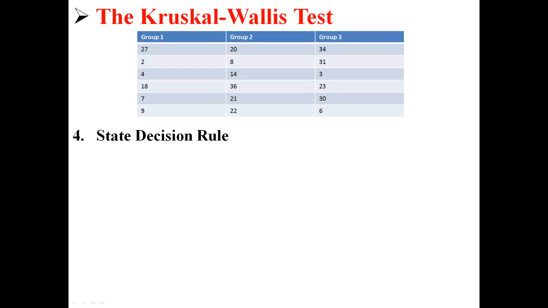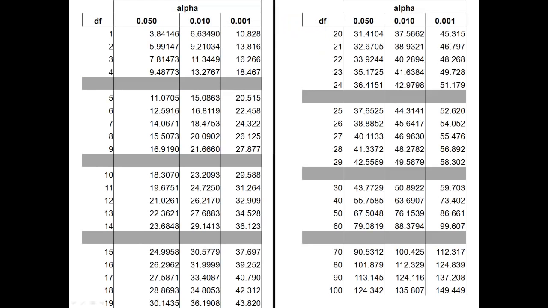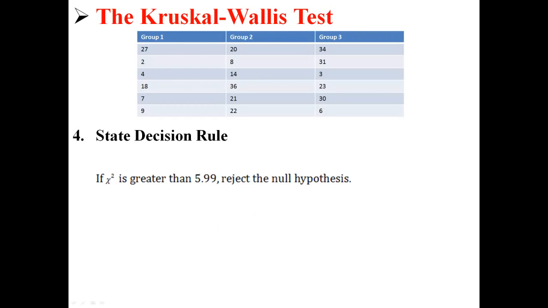Next, based on that information, we state our decision rule. Here we go to our chi-square table, which is what we use for a Kruskal-Wallis test. We have an alpha level of 0.05 and 2 degrees of freedom. Using that information, we can find our critical value. Here, our critical value is 5.99147. So, if the chi-square value that we calculate is greater than 5.99, we can reject the null hypothesis and say that there is a difference somewhere between the 3 groups. If chi-square is not greater than 5.99, then we will not reject the null hypothesis.